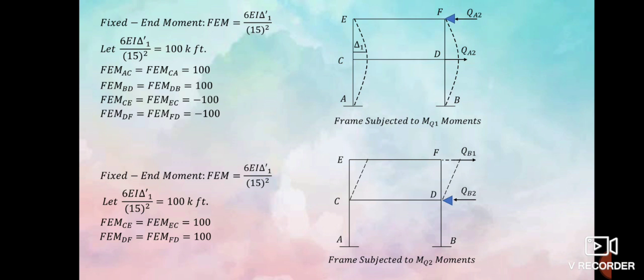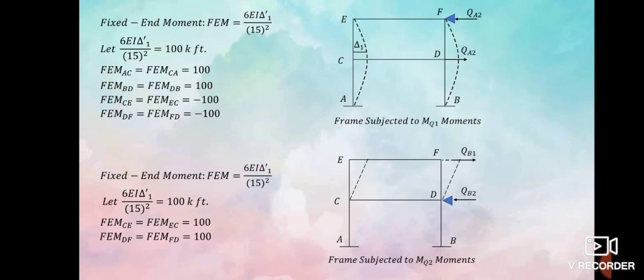As you can see on the left side, the fixed end moment of AC is equal to CA. If you're wondering why, it is because the letters are just scrambled, thus having the same result if the corresponding units are the same. Thus AC and CA have the same fixed end moment equal to 100, and BD and DB also 100. CE and EC are equal to negative 100, and DF and FD are equal to negative 100.